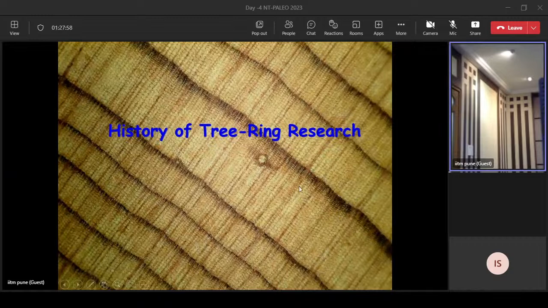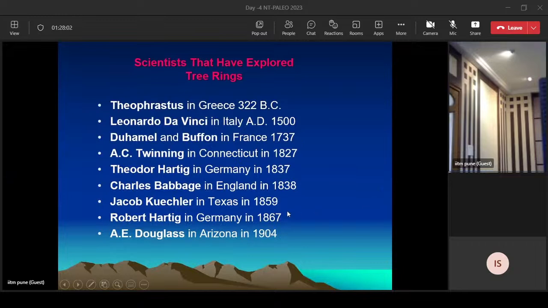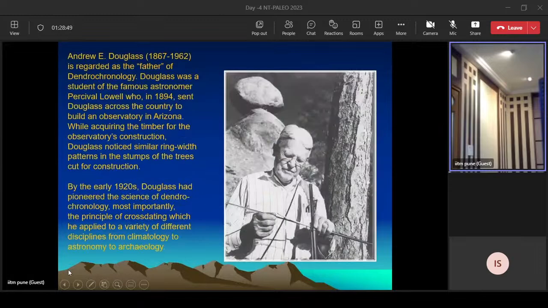If you see the history, then there is a mention of tree rings back to 322 BC. Theophrastus, he wrote about 9 volumes of history of plants, and he mentioned that the 2 conifer species have ring structure. Then all these other scientists, they have just mentioned the tree rings and counting of the rings and age of the tree. But there was no systematic procedure developed until A. E. Douglass in Arizona. He initiated this study. He is known as the father of dendrochronology. Andrew Douglass is regarded as the father of dendrochronology.